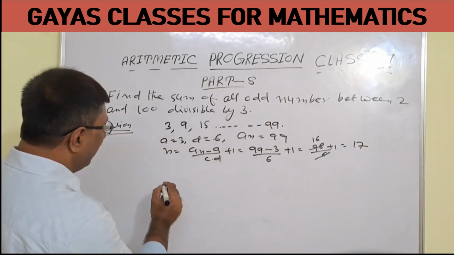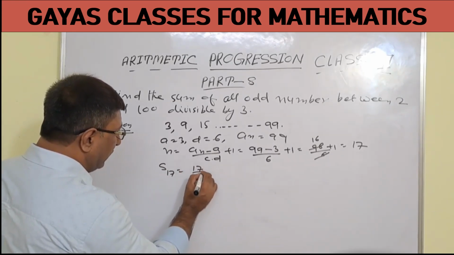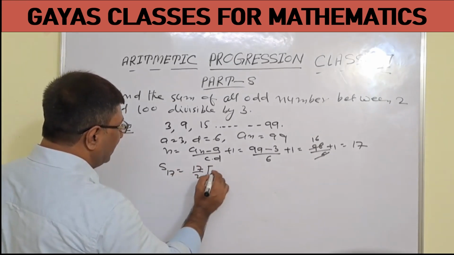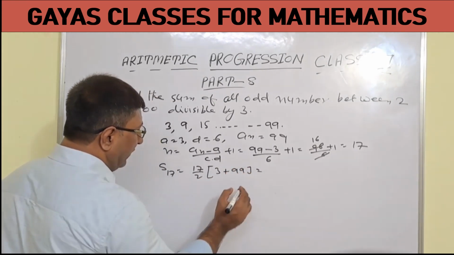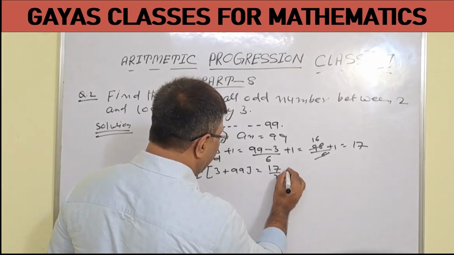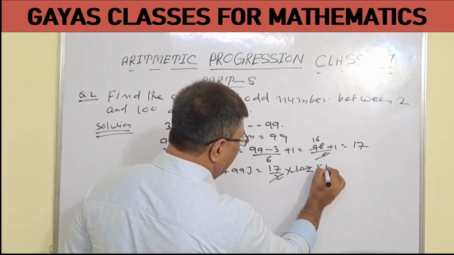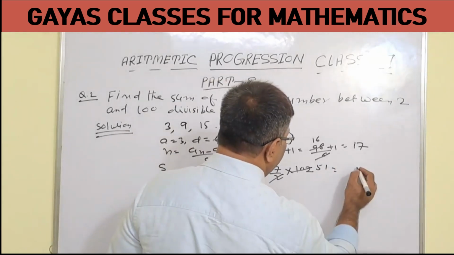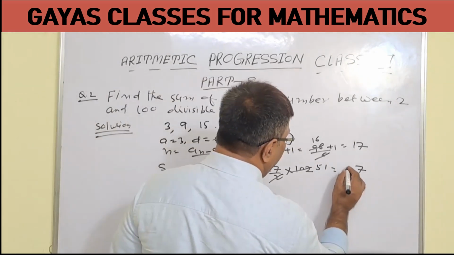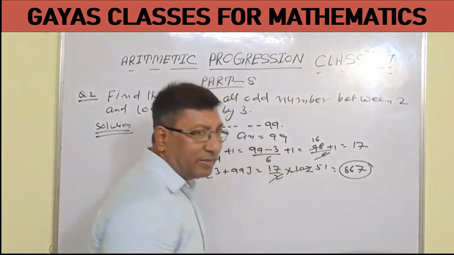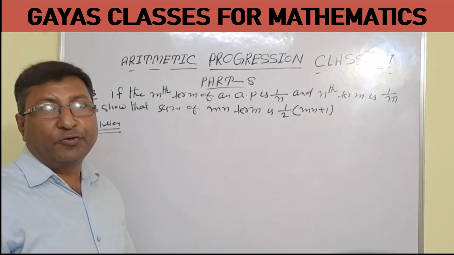So now we can find the sum of 17 terms. So the rule is what? N by 2. So 17 by 2 into first term, that is 3, plus last term, that is 99. So we will get 17 by 2 into 102. When we divide, we will get 51. So 17 1s are 17, 17 5s are 85, plus 1 is 86. So the correct answer is 867.